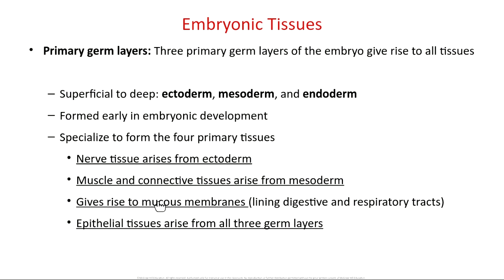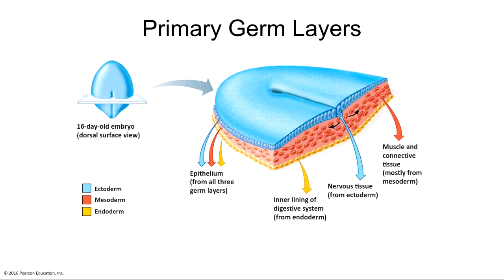All right, and yes, of course, related to the epithelial tissue, we have something called mucous membranes, and these are also going to come from all three layers, and they're going to form the lining of the digestive and respiratory tracts.